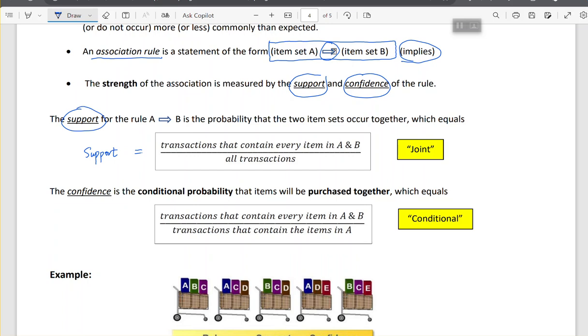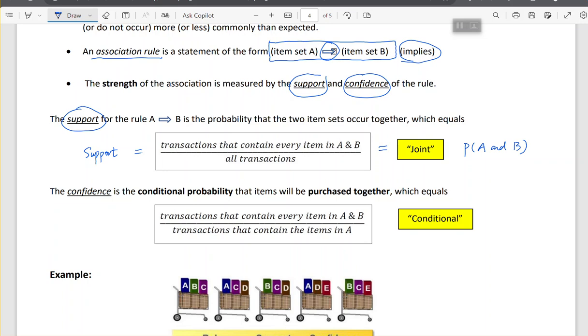If you didn't learn about probability before, you may just need to remember this formula. But once you understand probabilities, what kind of probability is this? It is just the probability of A and B. Out of all the possible outcomes, how many contain both A and B? I care about these two events at the same time. So a support is just a joint probability.